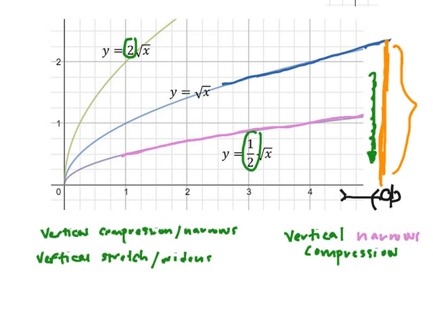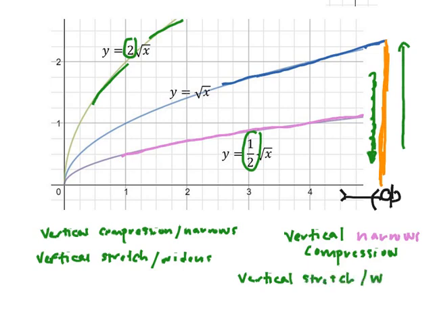Now, if he takes that vertical line once again, and he lets the parent function go further out, then it's going to result in this line right here, somewhere all the way up to the top. Now that is going to be a vertical stretch, or it widens.